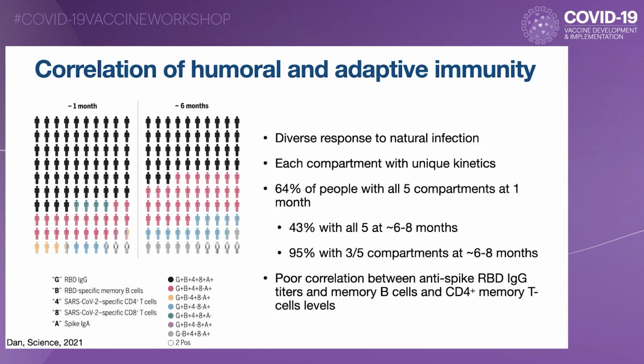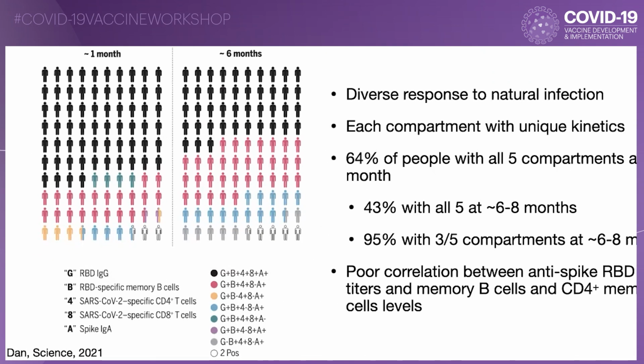Each compartment, which I'm showing here on the left-hand side, being either an antibody response, memory B cells, CD4 or CD8 virus-specific cells, or IgA, has unique kinetics. In this particular study that came out a couple of weeks ago, this group showed that 64% of people developed antibodies or responses in all 5 compartments at the first month post-infection. But that number dropped to around 43% at 6 to 8 months post-infection. However, 95% of people still develop responses in 3 out of 5 compartments at 6 to 8 months. So it does seem that the immune response is durable over time.